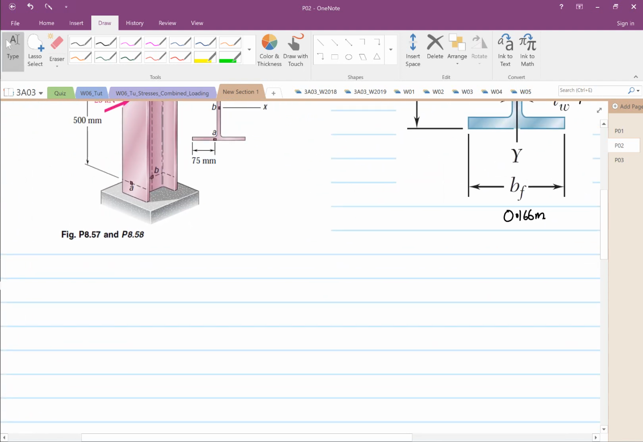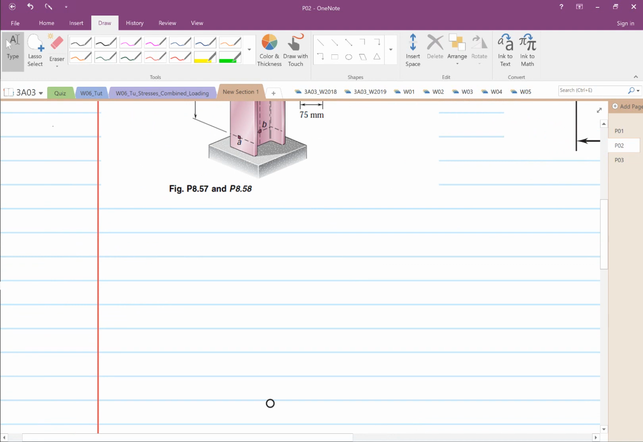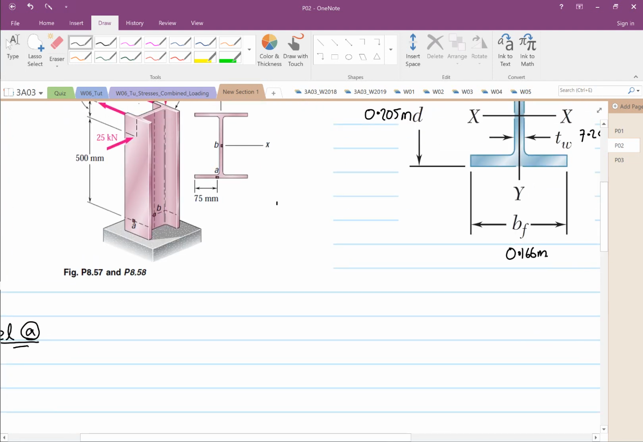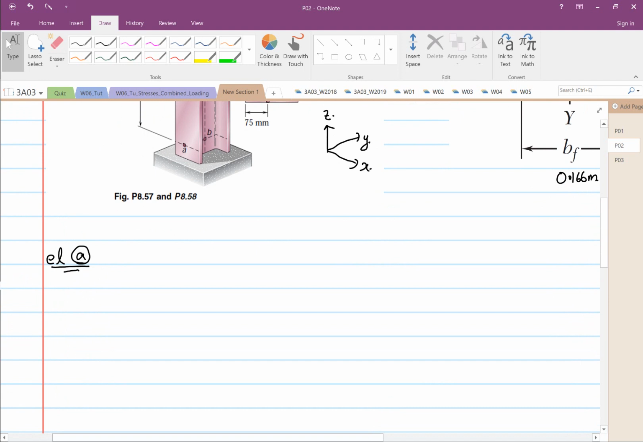So now let's look at element A. Let's focus on element A first. We did have our transformation where we defined this is X, this is our Y, and this is our Z. So let's sketch out element X. This is how it should look when we sketch it. Sorry, element A, not element X. I do apologize. So this is element A.